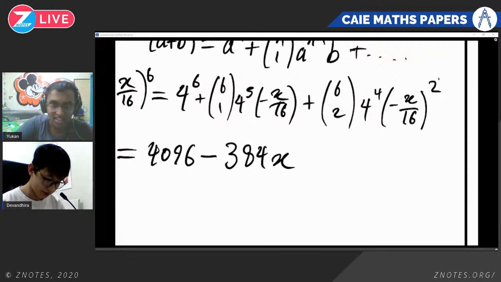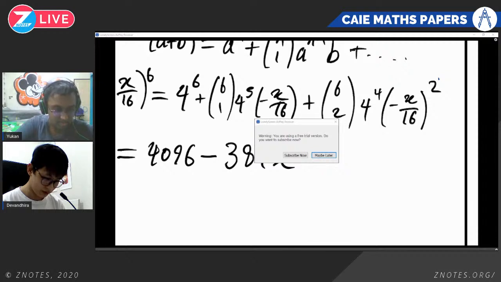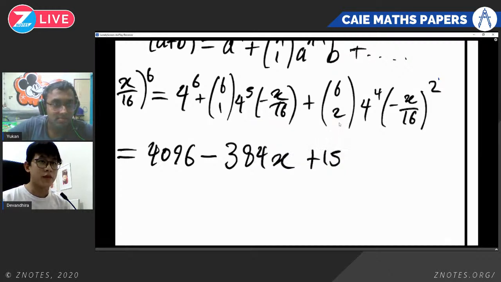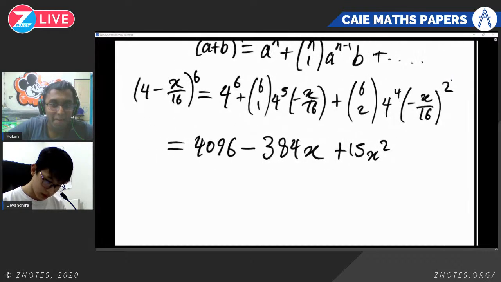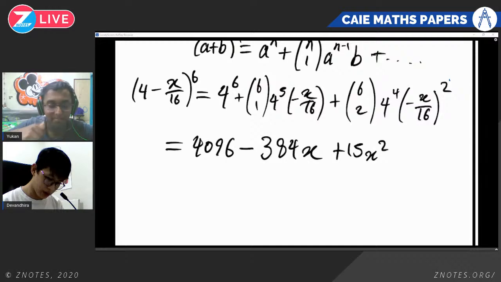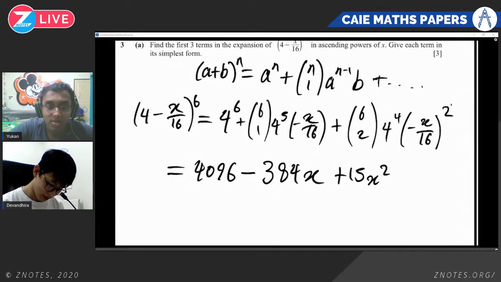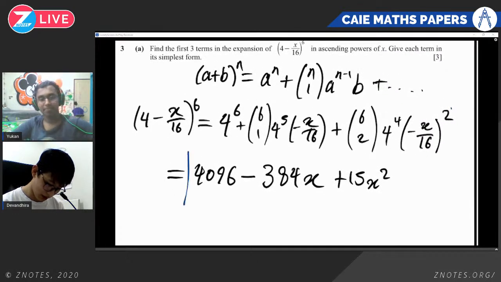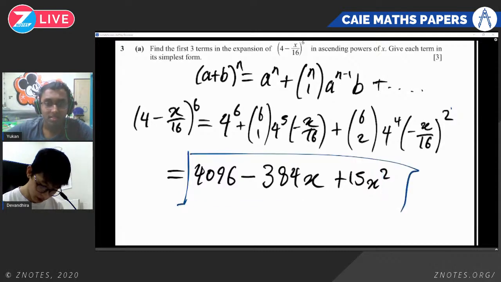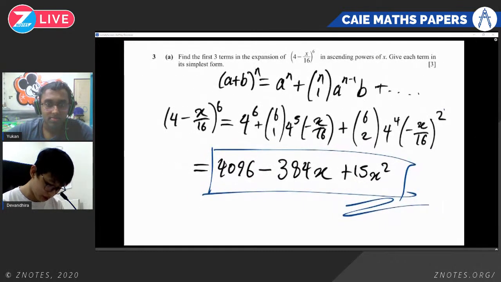Give me a sec. Okay. 1 over 16 squared. That'll be 15. 15x squared. Okay. So since we only need the first three terms, are we done? Yeah. It just says first three terms in ascending power, so we have that already. Okay, exactly. So don't forget to box your answer. And we're done. We got 3 marks for that.